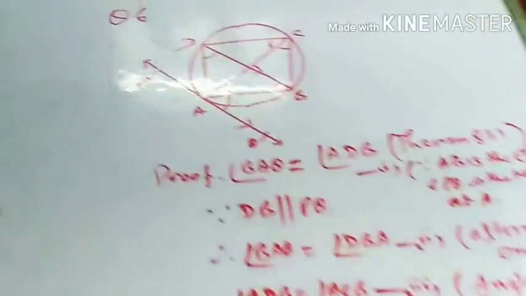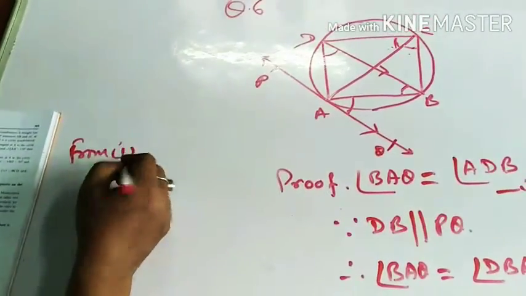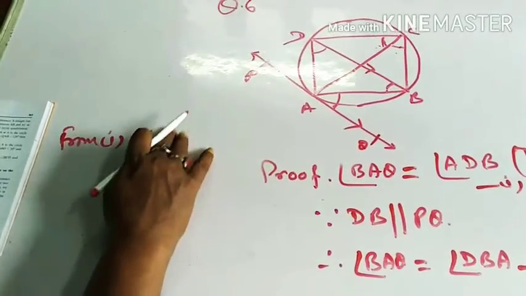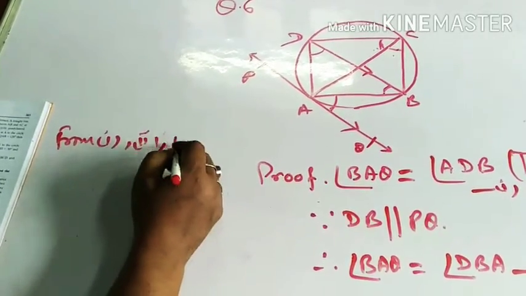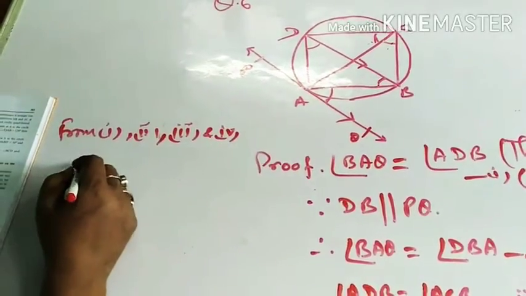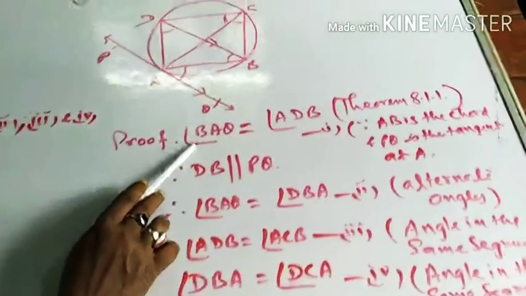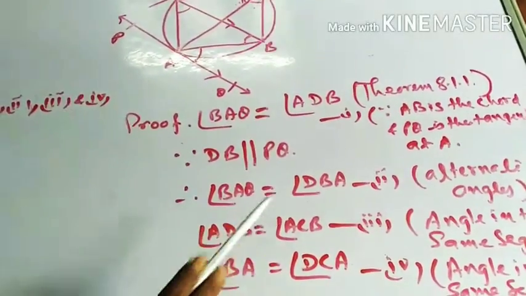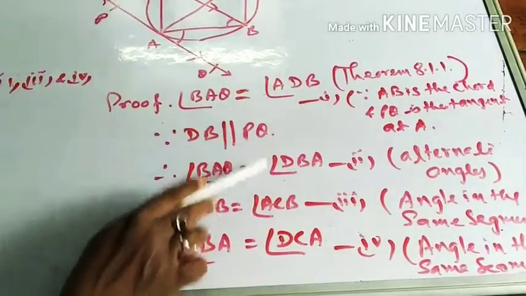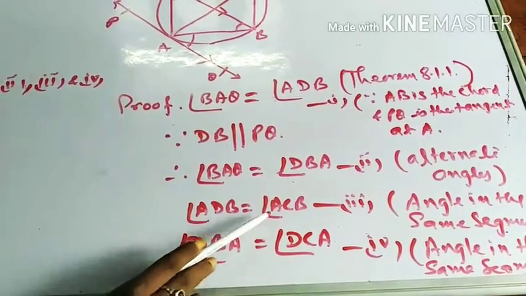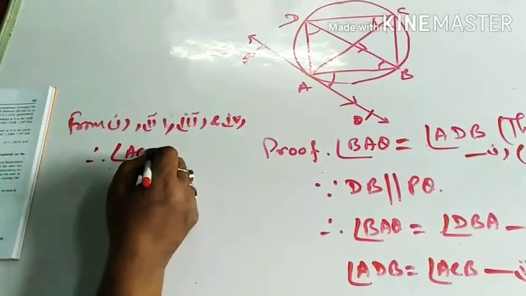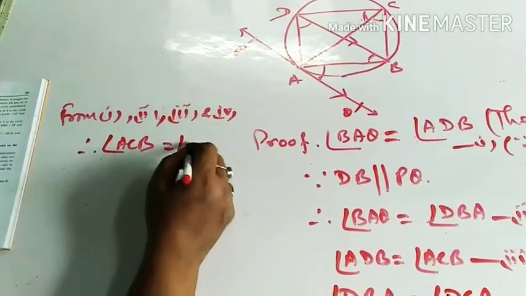So from 1, 2, 3, and 4, we get these two equal, therefore these two are equal. Again, since these two are equal, from here these two are equal. Therefore, angle ACB is equal to angle DCA.